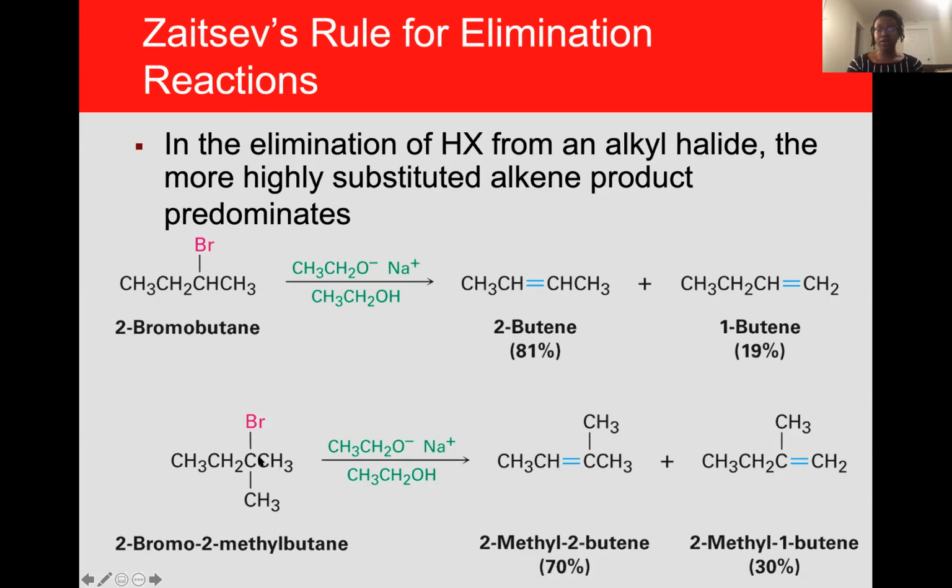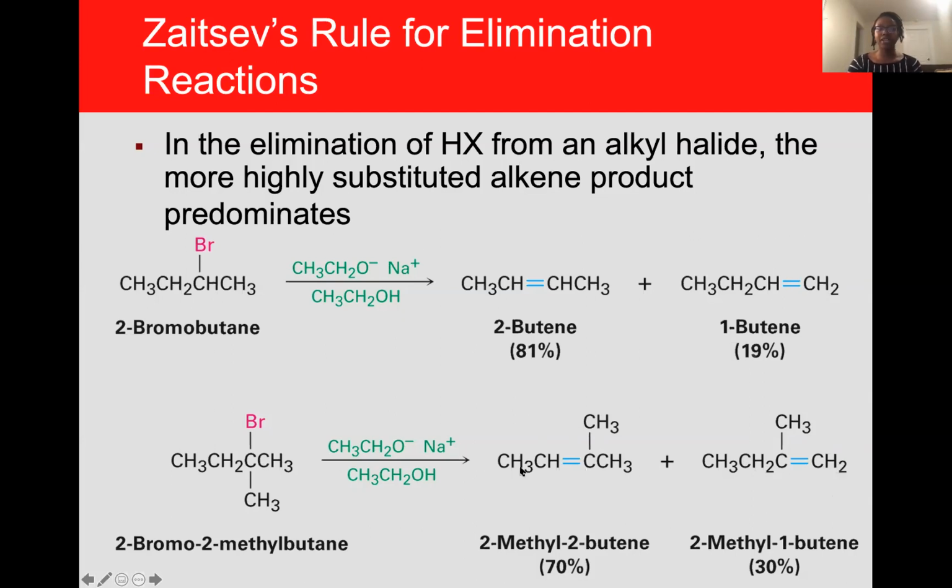I want to point out that there are 2 products here, even though there are 3 options for beta hydrogen, because these are both methyl groups, so they're exactly the same. Deprotonating either one of these hydrogens will actually give you the same product here.